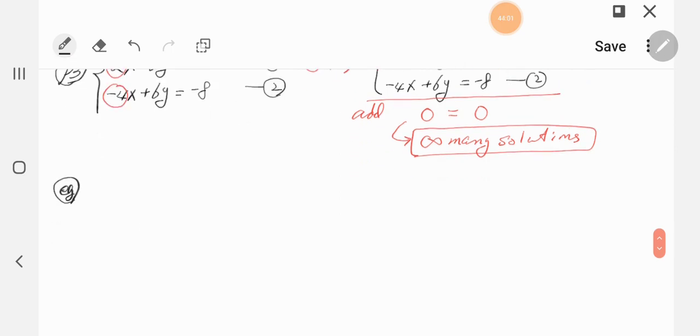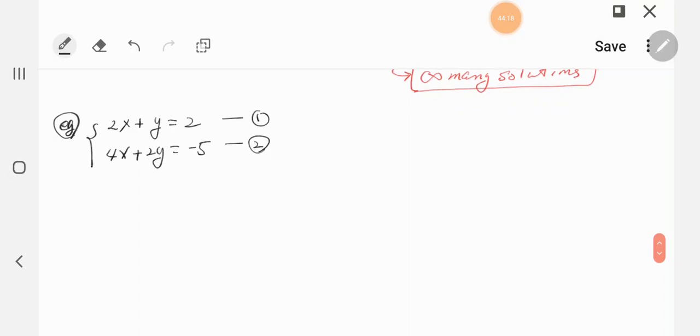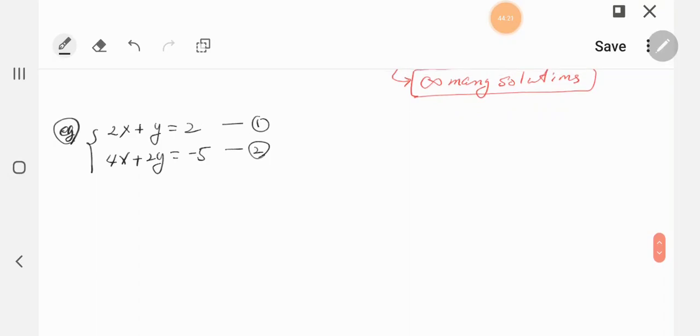This is another example in the textbook: 2x plus y is equal to 2, and 4x plus 2y is equal to negative 5. Let's say the first line is equation 1 and the second line is equation 2. This time let's eliminate x. The coefficients of x are 2 and 4, and the LCM of 2 and 4 is 4.